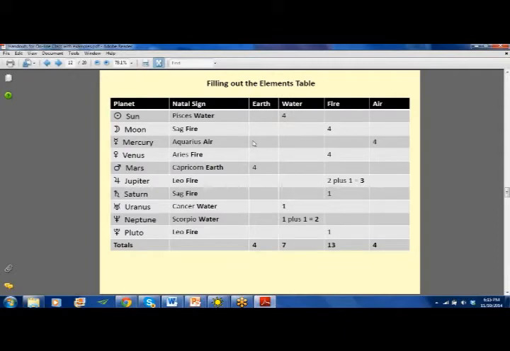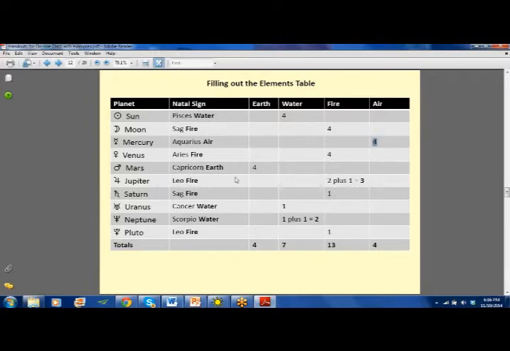I filled out one in the video that's my chart, just to give you this example. So I have the sun in Pisces, it's a water sign, so I give 4 points to water. I have the moon in Sagittarius, it's a fire sign, I give 4 points to fire. I have Mercury in Aquarius, so that's air, so I give 4 points to air. Come to think about it, it's not in its own sign, but Mercury is also connected to air, so I could actually give this 5 points.